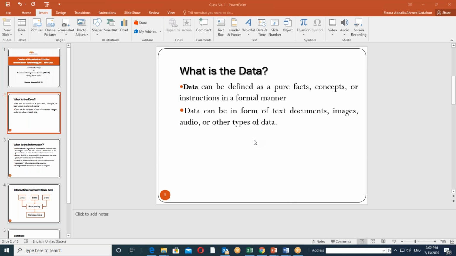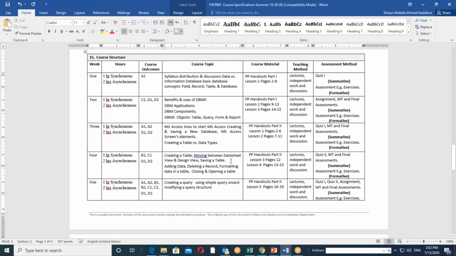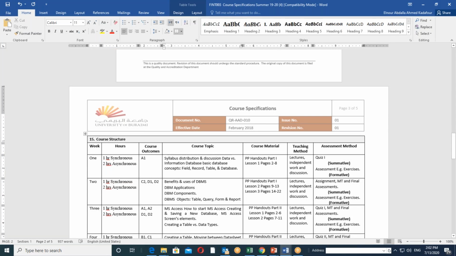Database management system. Our first class in IT3, database management system. As I told you yesterday, it is of two chapters or two parts, 1 and 2. And fortunately, the course specification is approved as well. I will upload it after the class to the module.